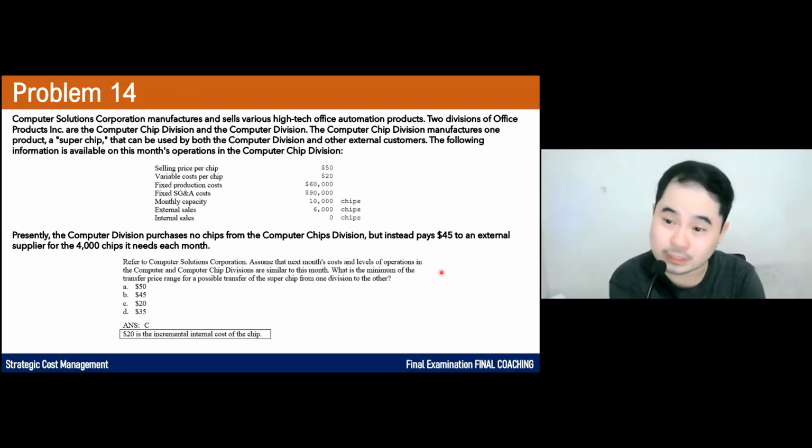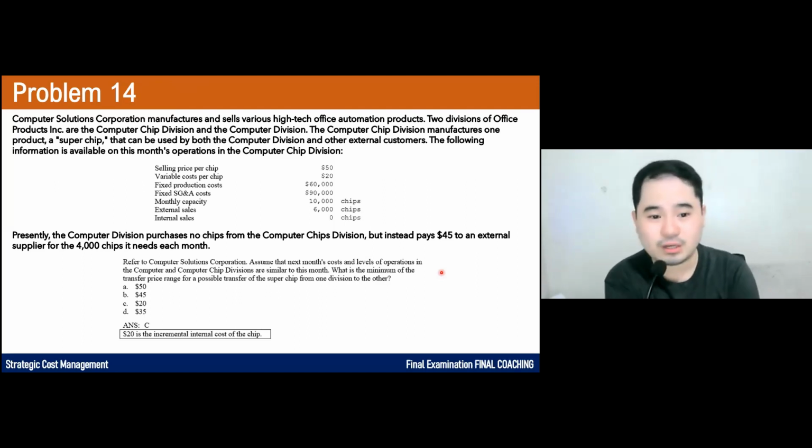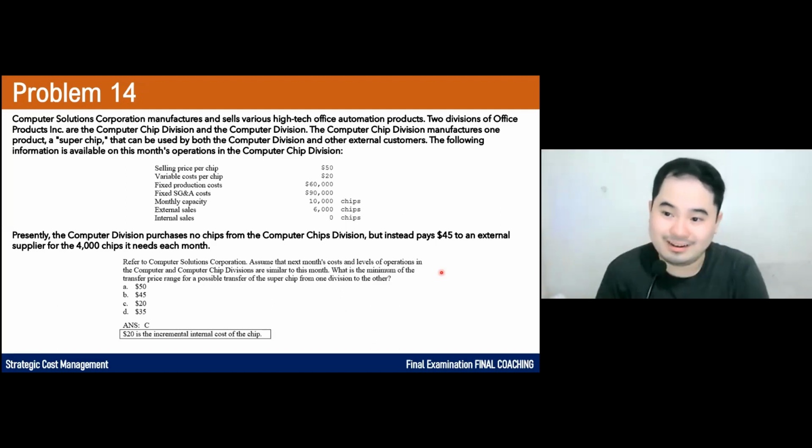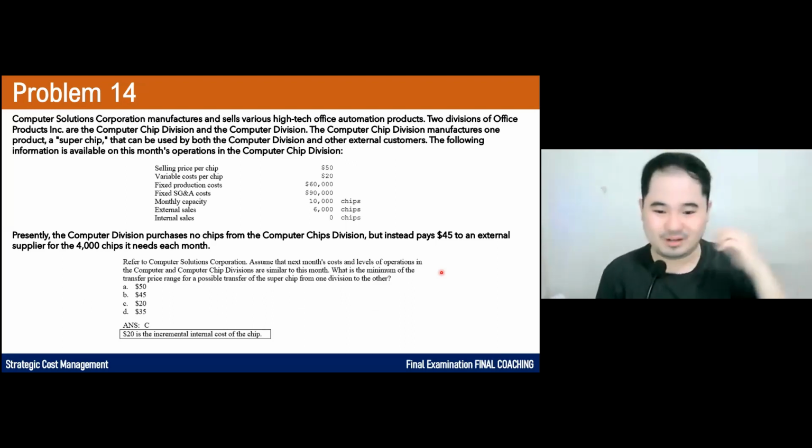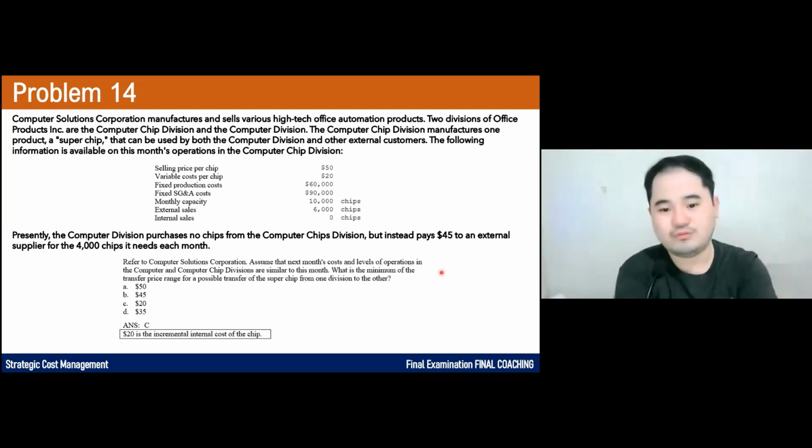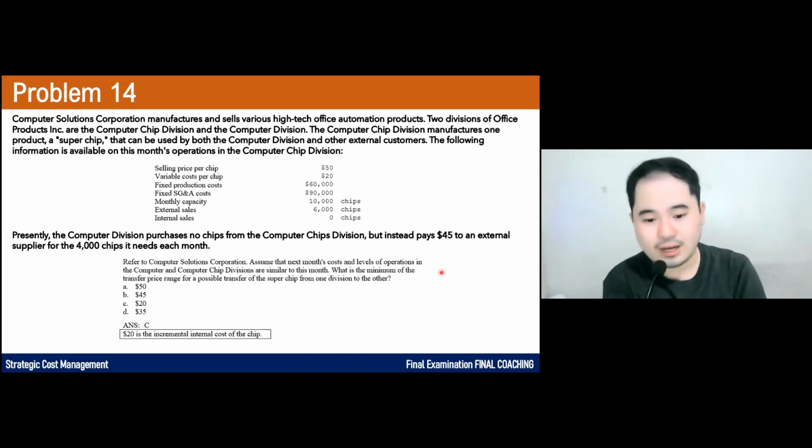But you are just one whole company. May transfer prices lang kayo. Okay? So meron kayong selling price to outsiders na 50 and then variable cost na 20, so on and so forth. Presently, the computer division purchases no chips from the computer chips. And then ang nangyayari kasi si computer division daw, kailangan ng 4,000 chips each month. Kumukuha pa siya externally. So hindi siya loyal. Hindi siya loyal sa sarili niyang company, kumukuha pa siya sa iba, no? For $45. Assume that next month's cost and levels of operations are similar. What is the minimum transfer price?